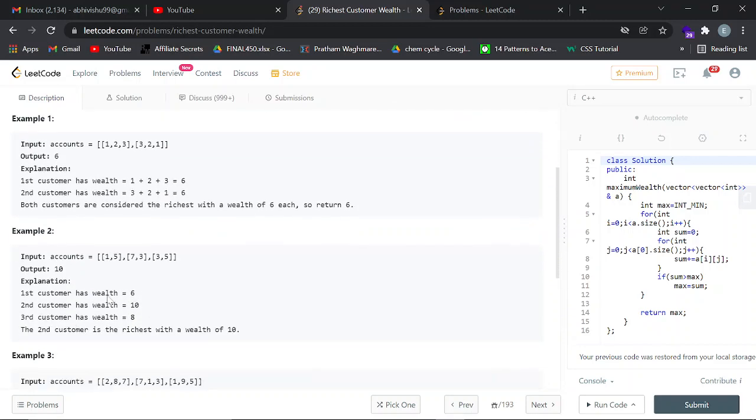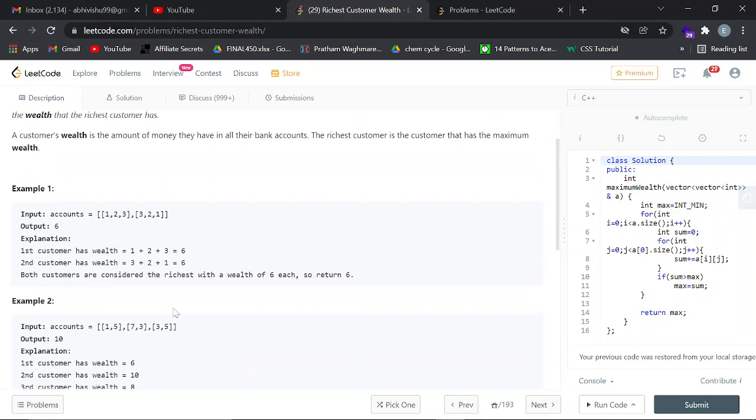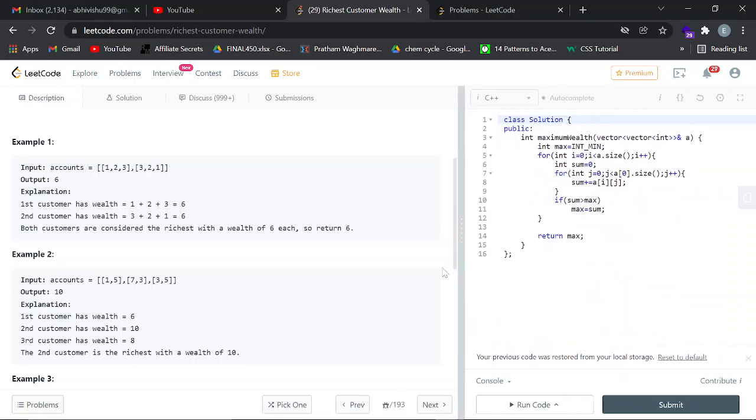If you see in the second example, the first customer has 6 rupees. The wealth is 6. The second customer has 10, and the third customer has 8. So in this, who is wealthier? That is obviously 10. So we will display 10. You see, right? It's really very easy. You just have to sum it up and display the maximum. That's it. So I hope it shouldn't be a problem.